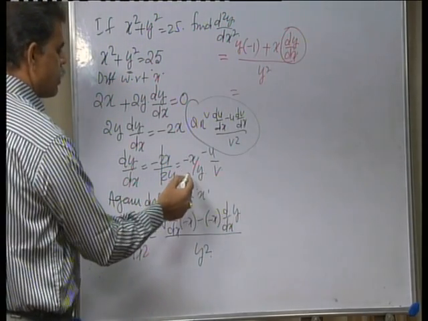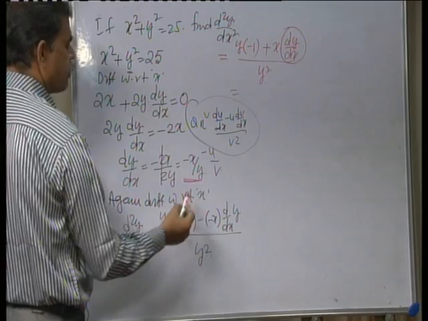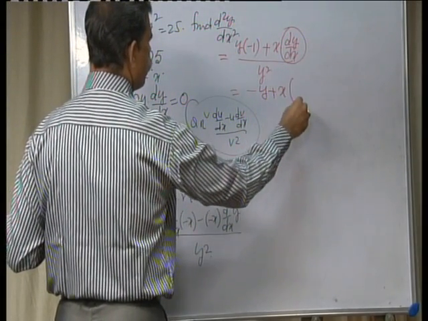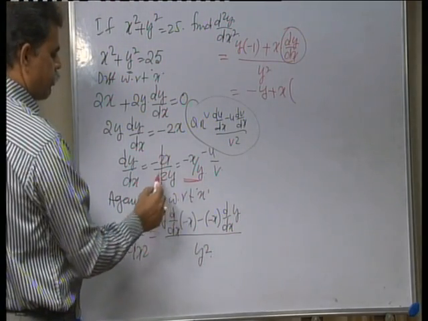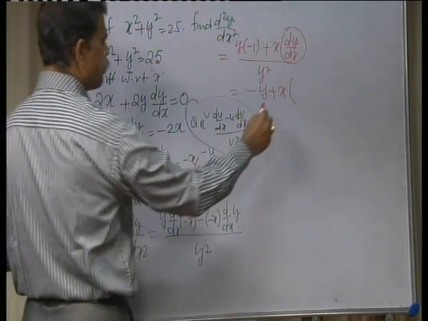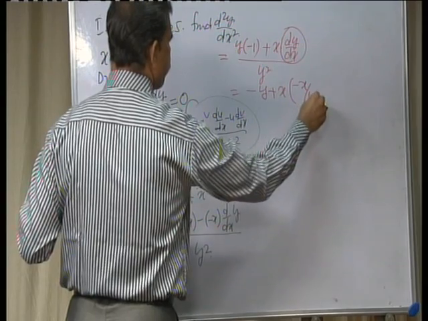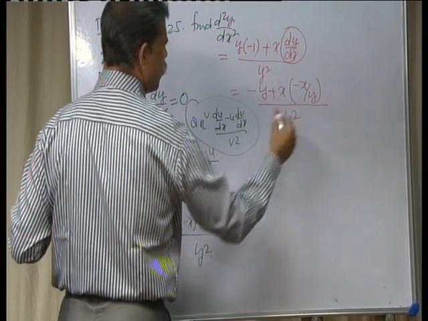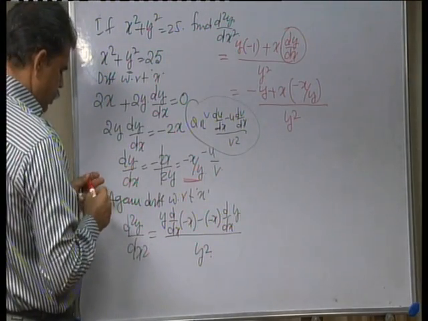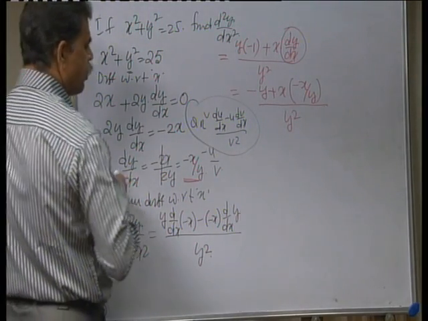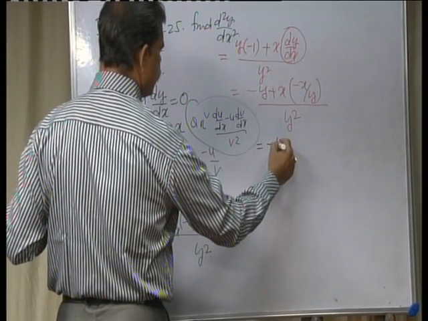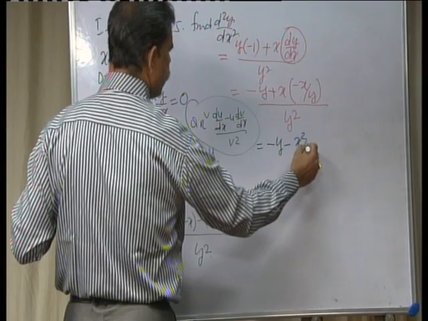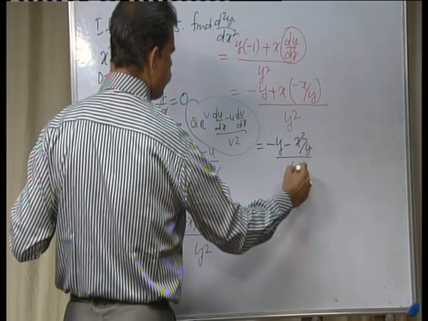What is dy by dx? It is minus x divided by y, minus y plus x into differentiation of y with respect to x. What we got? We got minus x divided by y, minus x divided by y, it is equal to y square. Or you can also simplify further, minus y minus into plus minus x square by y, whole divided by y square.